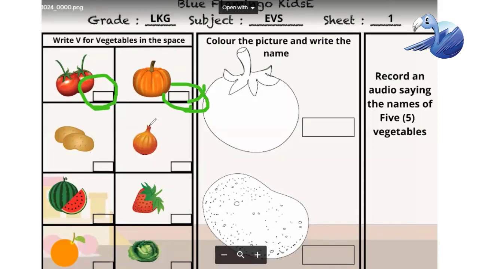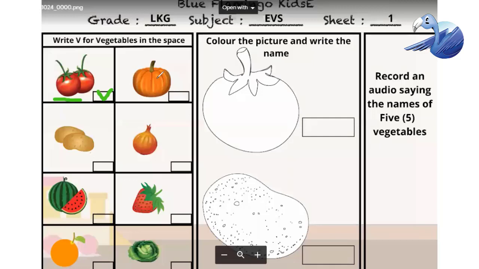Okay, come on, repeat with me. V for vegetables. So students, first we have to identify the vegetables and we have to write the letter V in the box. Letter V. Okay, so the first picture is tomato. Tomato is a vegetable. Yes, so we have to write V here.